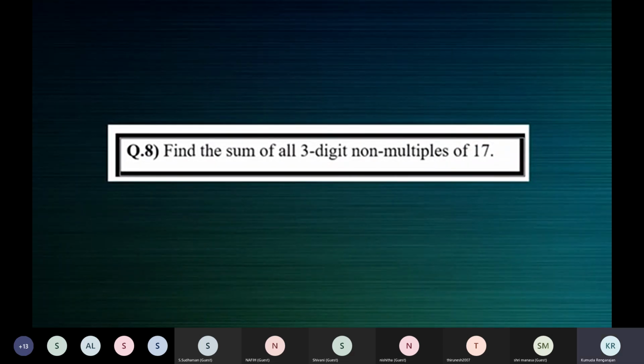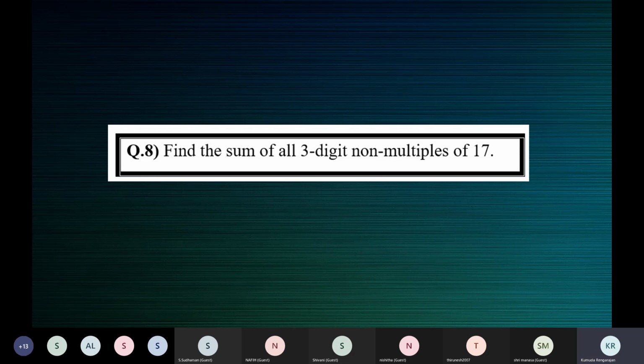Yeah, this is the next question. Find the sum of all 3-digit non-multiples of 17. So the procedure is like this. We'll understand, listen to me carefully, children. We'll understand all the 3-digit numbers.